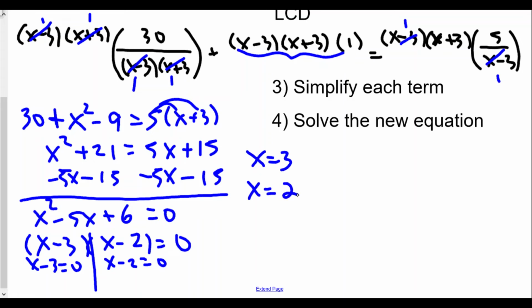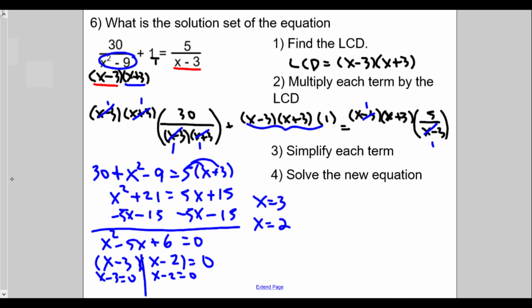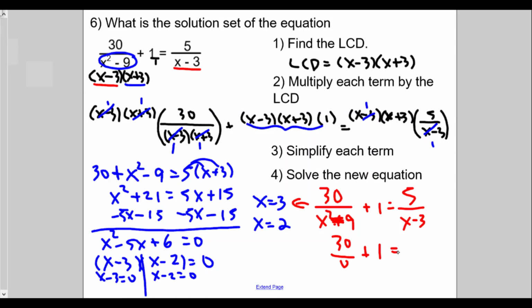So now we say, okay, we got two answers, except for one important thing. Do any of our numbers make our denominator equal to 0? Oh wait a minute, we do have one. You see, if I plug in 3 into our equation here, x squared minus 9 plus 1 equals 5 over x minus 3, I'm going to get 30 over 0 plus 1 equals 5 over 0, and we can't have that. It's undefined. Therefore, we must reject the answer x equals 3.